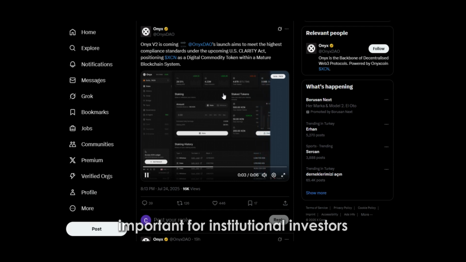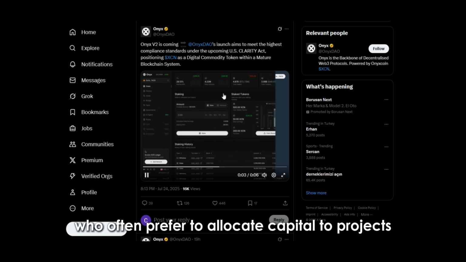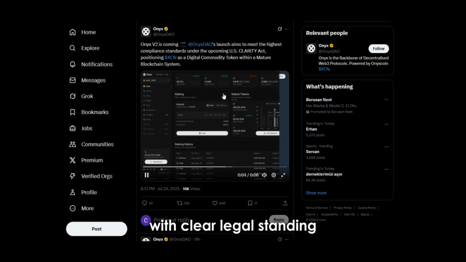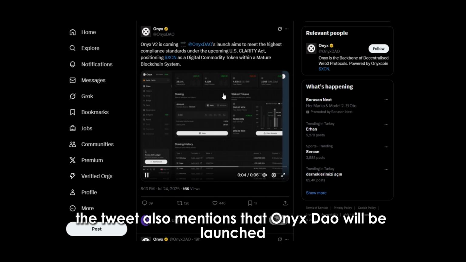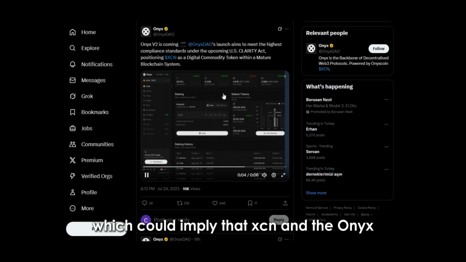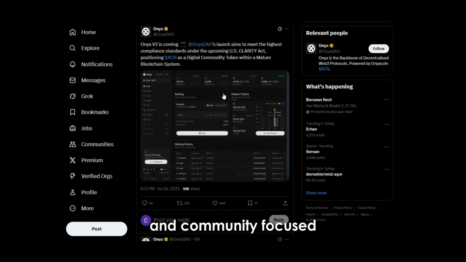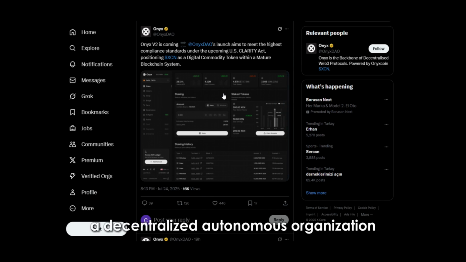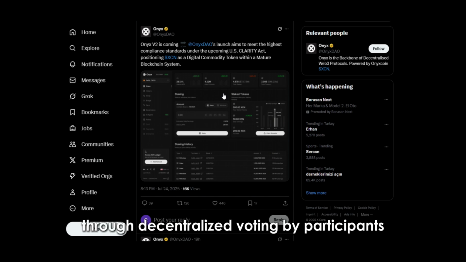This is particularly important for institutional investors who often prefer to allocate capital to projects with clear legal standing. The tweet also mentions that Onyx DAO will be launched, which could imply that XCN and the Onyx ecosystem are moving towards a more robust and community-focused decentralized structure. A DAO, a decentralized autonomous organization, allows a project's governance processes to be shaped through decentralized voting by participants.